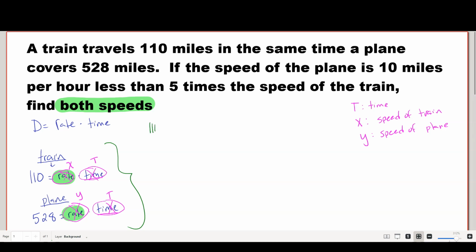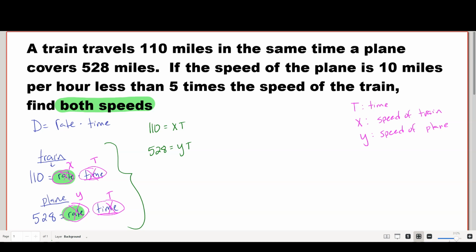So now we know that 110 equals xt, right? X times t, because that's what we defined over here. And we know that the plane is going to be 528 equals yt, okay, with the variables that we used. Okay, great. So again, we're trying to find x and y here. We have three variables here, x, y, and t, and we only have two equations. So if you think about a linear system, typically if we have two equations, we can usually solve for two different unknown values by solving the system. Here we have two equations, but we have three unknowns.